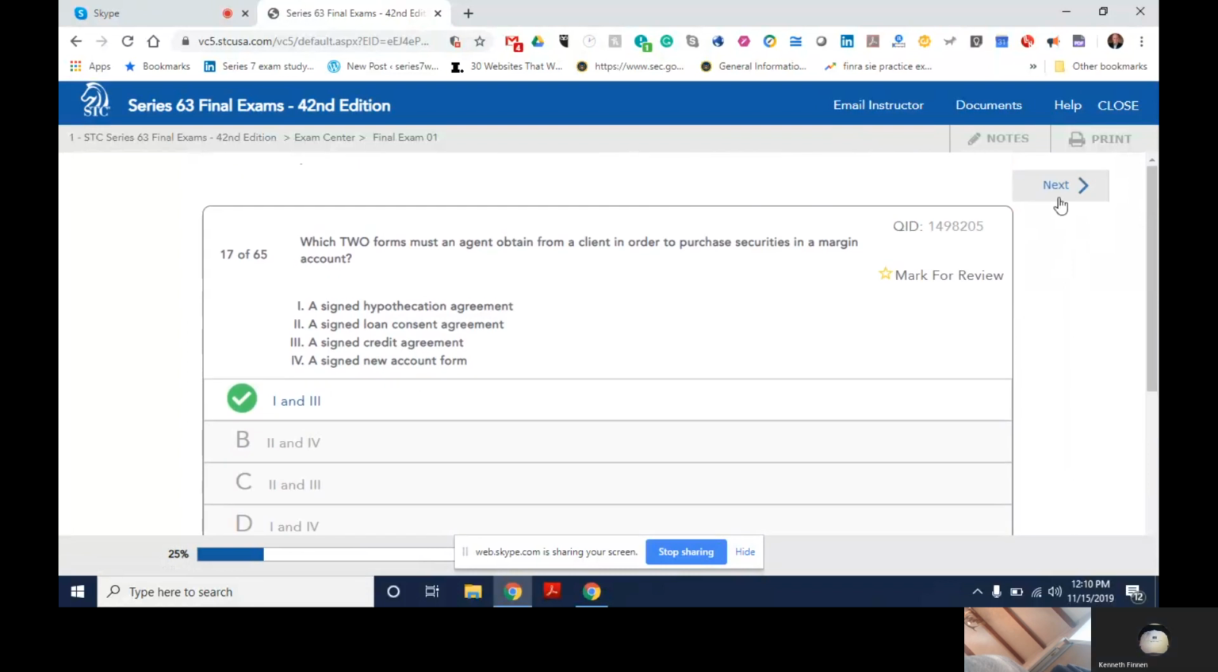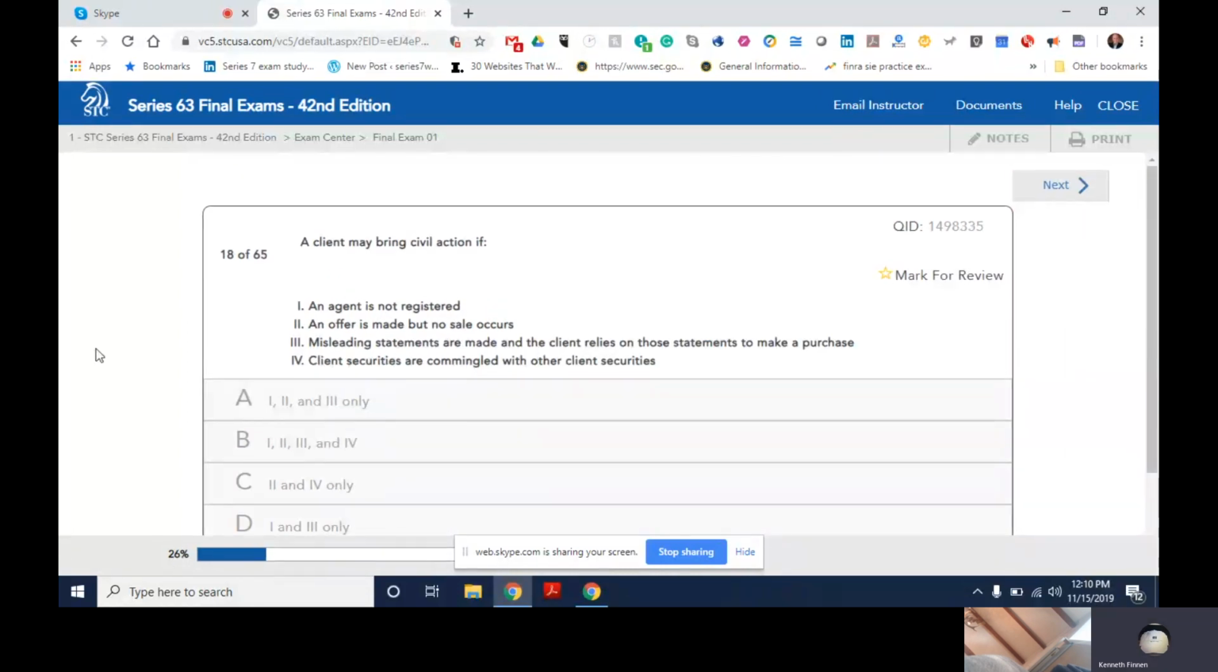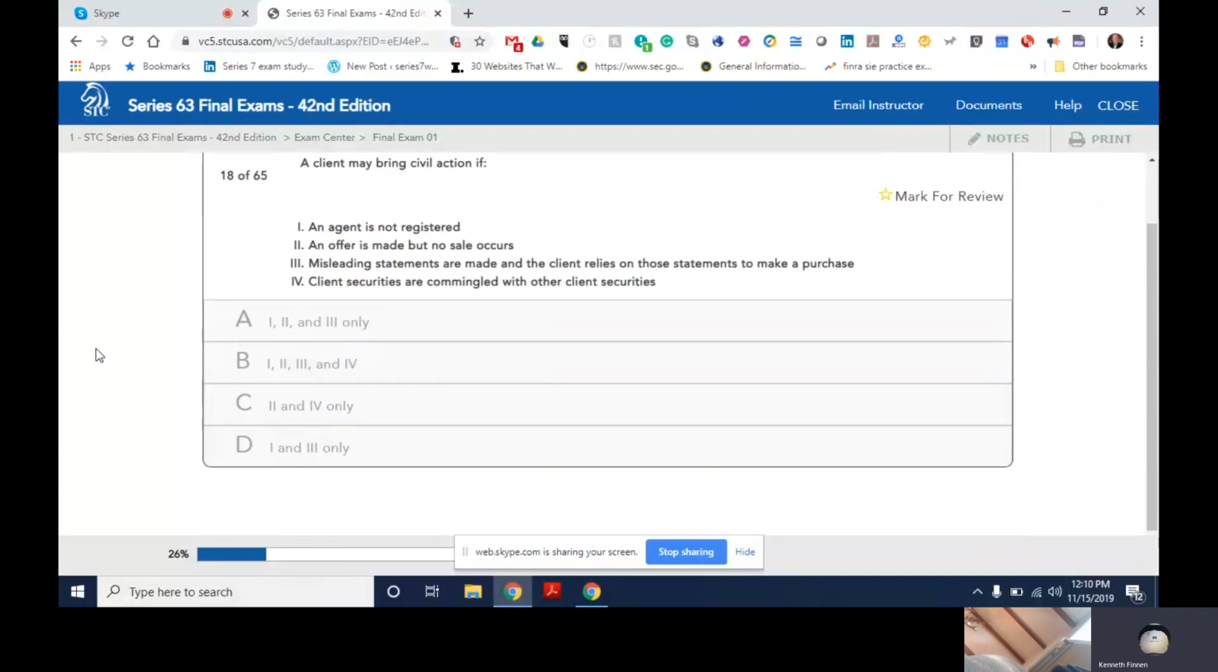Boom, got it. A client may bring a civil action if an agent is not registered. Fair enough. An offer is made but no sale occurs. No. Misleading statements are made and the client relies on those statements to make a purchase. Yes. Client securities are commingled with other client securities. No, because you can commingle securities of customers, just not with the individual's. So let's go with 1 and 3 if that's a choice.